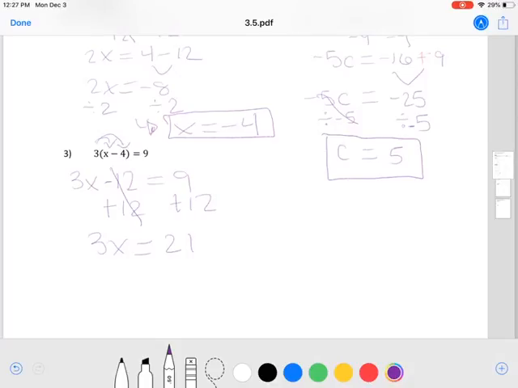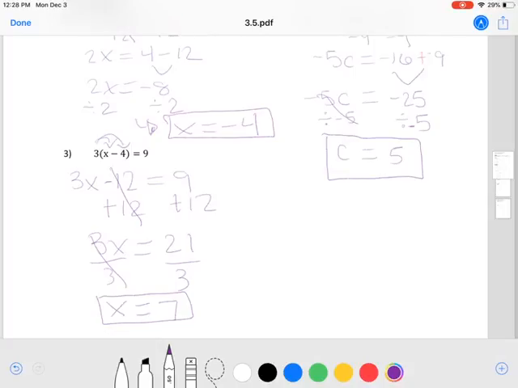My last step is going to be to look at this multiplication. How do I undo multiplication? Well, I just have to divide. So I'm going to divide both sides by 3. These 3's cancel out. So I'm going to have x equals 21 divided by 3 equals positive 7. So you have x equals 7.